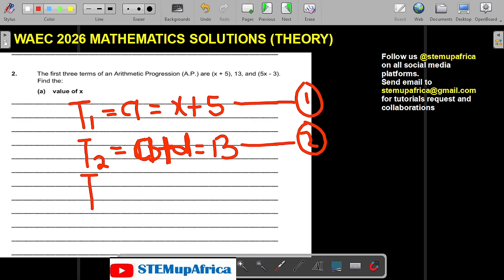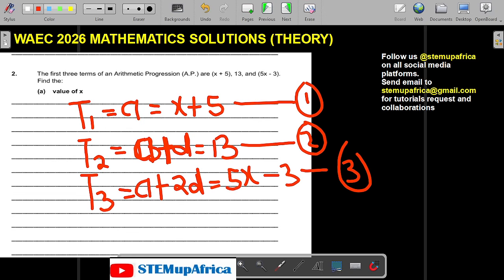And the third term, which is t3, is written as a plus 2d. The value is 5x minus 3. Let's call this equation 3. So to find d, I will substitute a from 1 into 2.